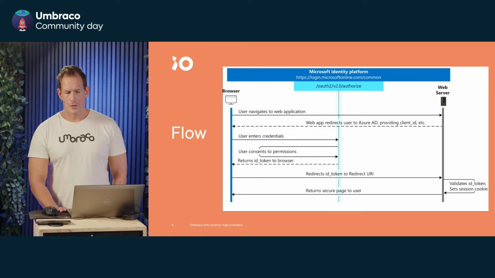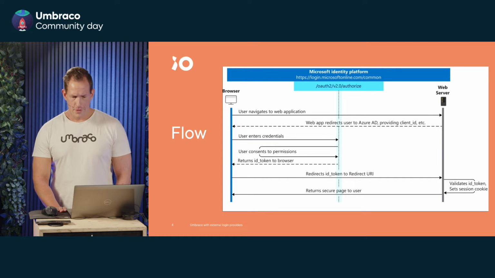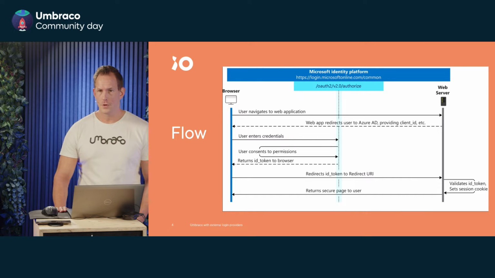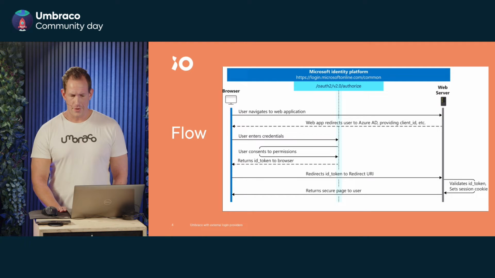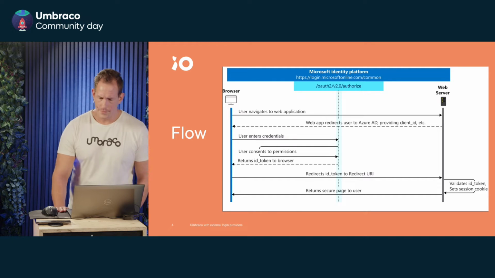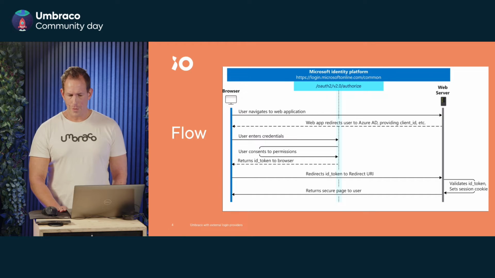So what you're seeing here is an example which uses OpenID Connect, where Azure Active Directory is the external login provider. So the user navigates to the web application and the web app redirects the user to Azure Active Directory. There the user enters their credentials, and if they are valid, an ID token is returned to the browser. With the ID token, a redirect is done to the web server, which also checks again if it's valid.